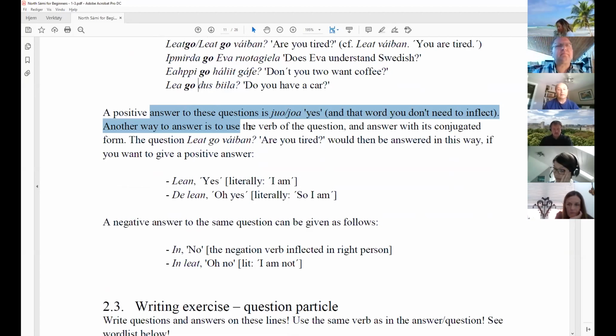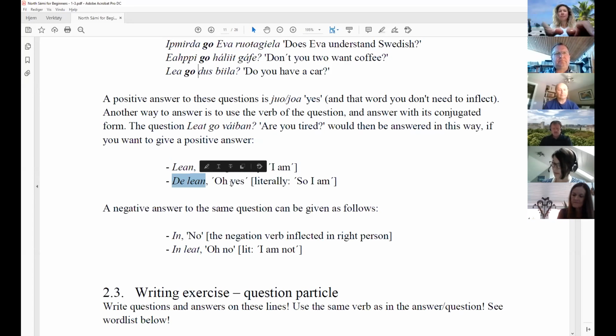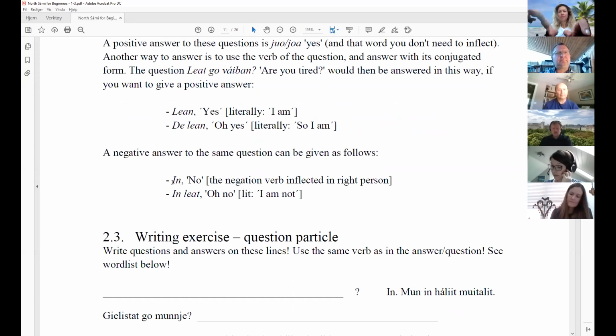But a positive answer to this question is just a short, easy word. You don't need to inflect it, but you can also answer with the verb conjugated to the right person. So lähtko vaipan, are you tired? Län, I am. That's the way you say yes in a stylish way. Or te län, I am. Oh yes, I am. And a negative answer would be in. Lähtko vaipan, in läht. I'm not.